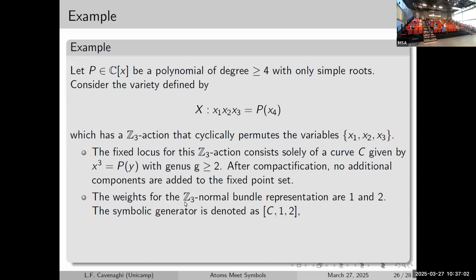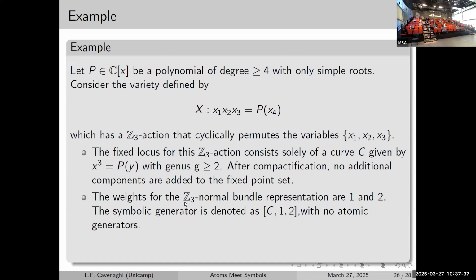So the fixed locus here is a curve of genus greater or equal than 1. So now, what is the obvious choice for our invariant? Right, a curve that has genus greater or equal than 1. This is one of the type of this curve. So if you compute properly, the weights for the Z3 normal bundle action on this compactification will be 1 and 2, the characters, and then you collect the symbol class corresponding to it.